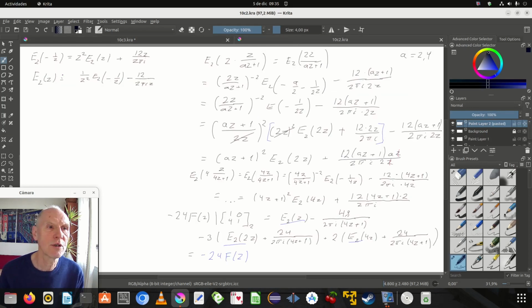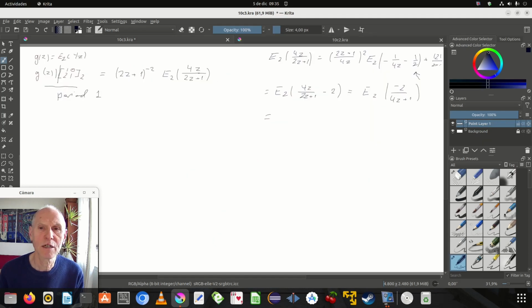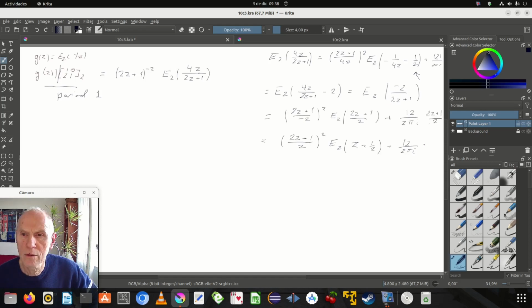So we need to apply this formula, E of z, or E of 1 divided by z, minus 1 divided by z. We need to apply it with z. Then we are done.